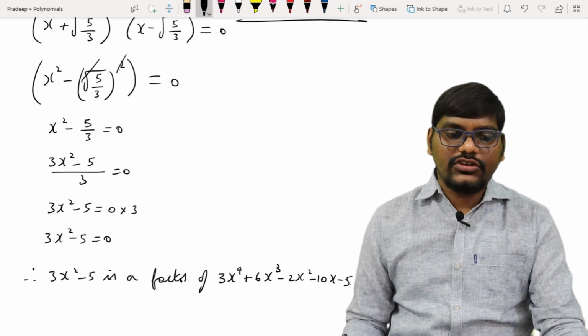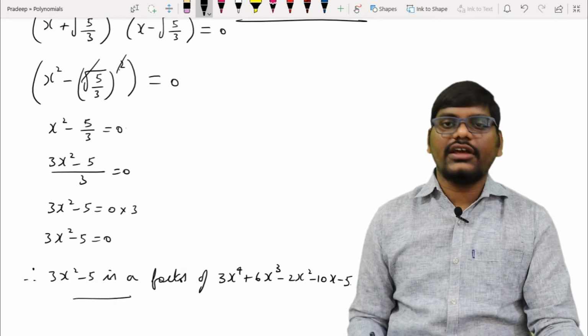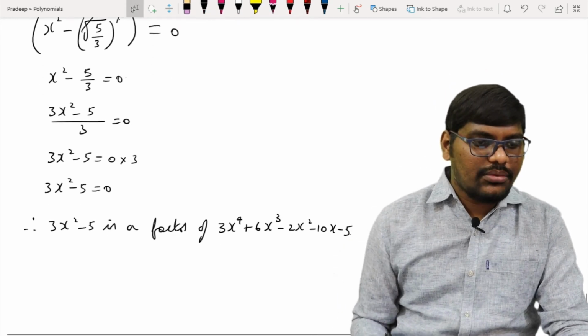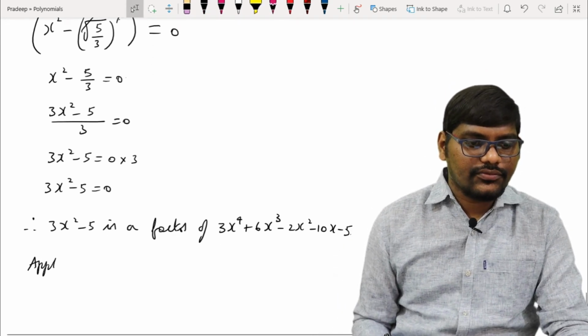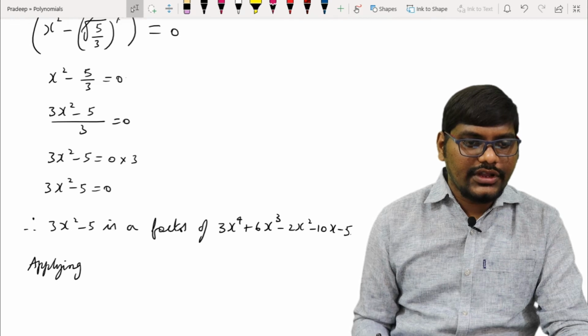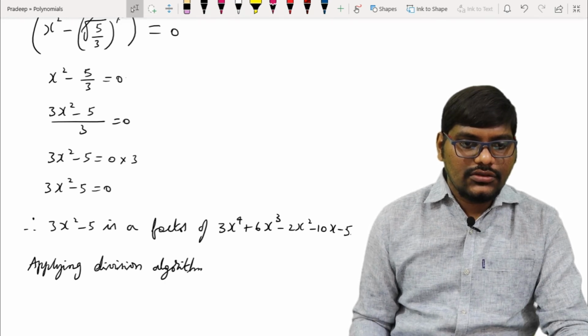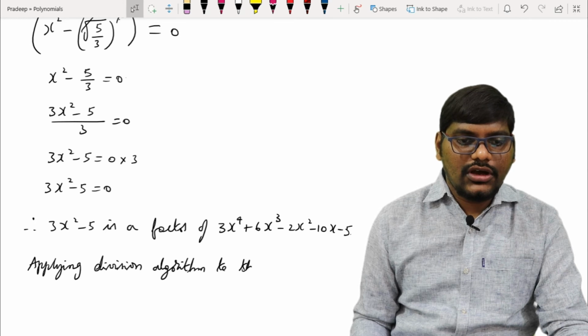Now we'll apply the division algorithm and try to solve it. So I can write here, applying division algorithm to the polynomial.